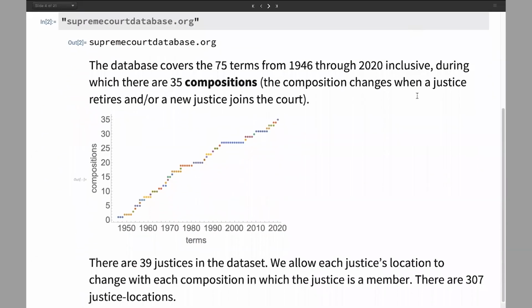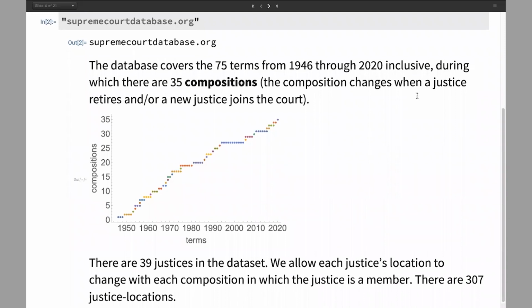And here I want to show you this picture. Most people tend to think about the Supreme Court, as Martin and Quinn did, as a sequence of terms. A term is one year long. I think it overlaps two calendar years, and we have a database that contains 75 terms. There's a legacy database that goes back to the 1700s. We might start looking at that too.